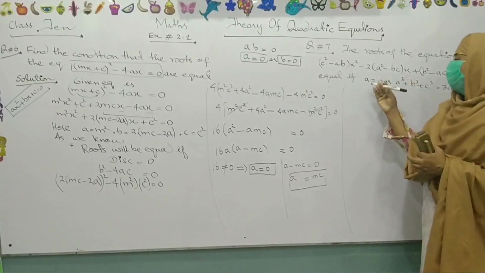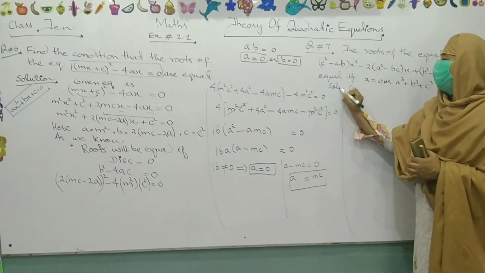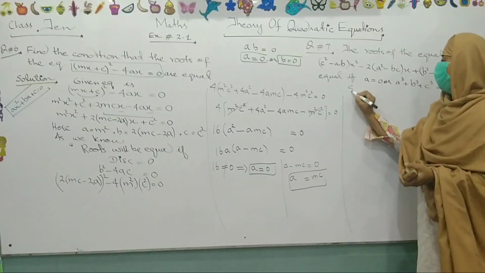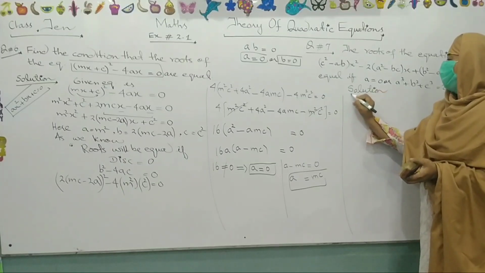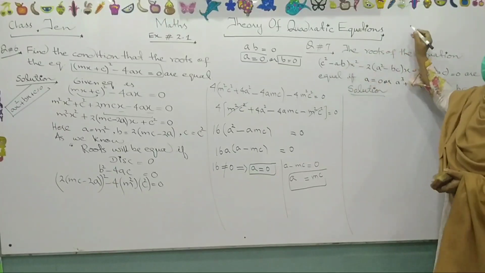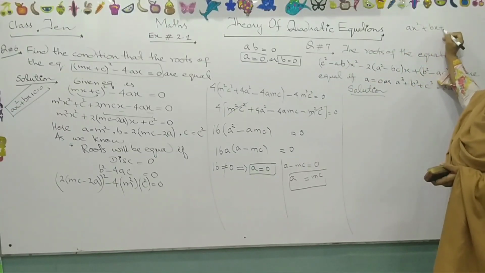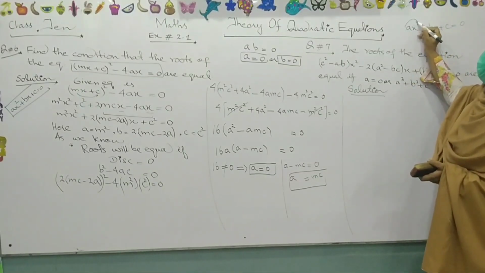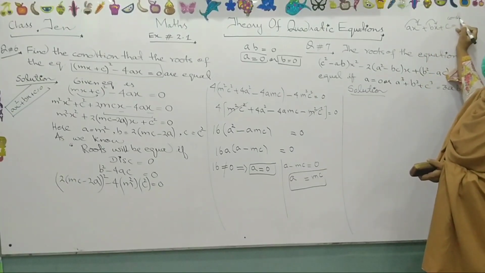So I will start. First of all, our given equation is... I am finding the solution set. Solution. We can compare it with the standard form of a quadratic equation, ax square plus bx plus c equal to 0. What is a? Coefficient of x square. What is b? Coefficient of x, and c is the constant term.